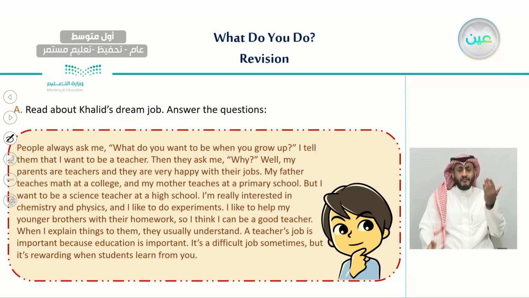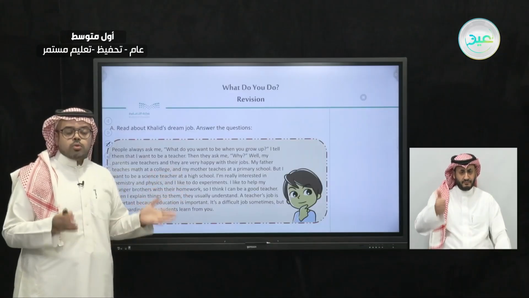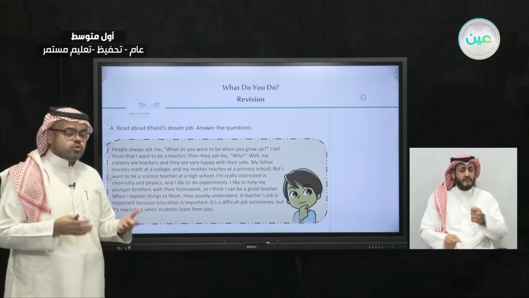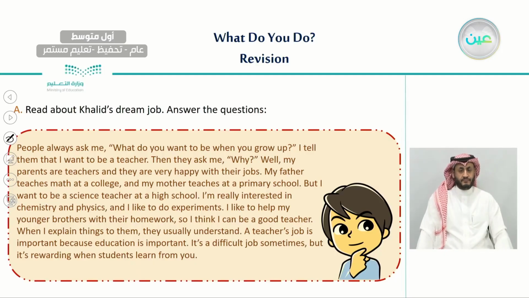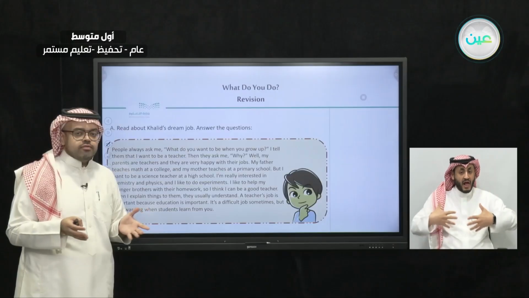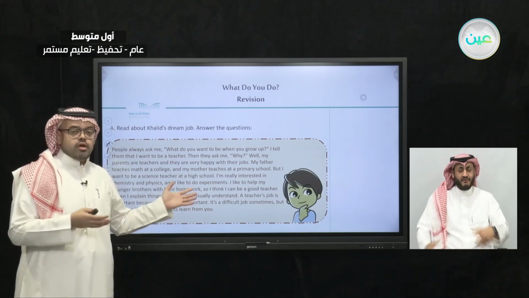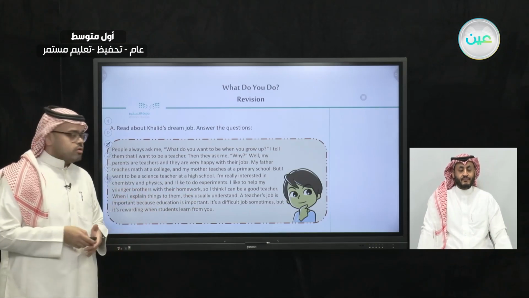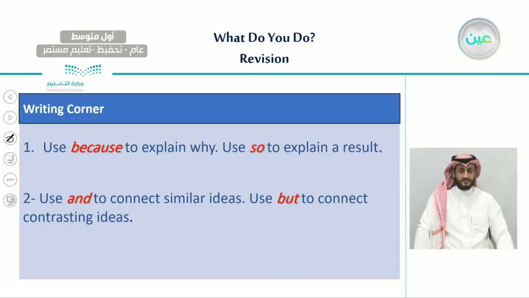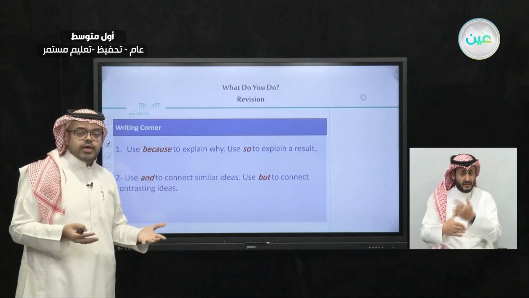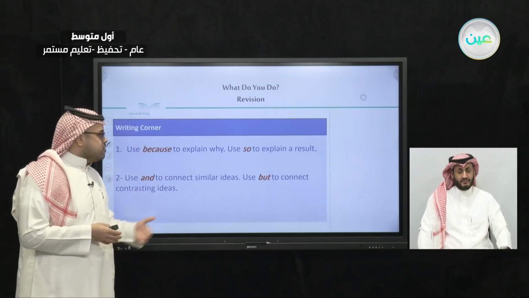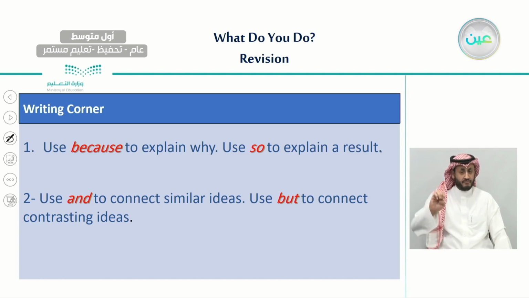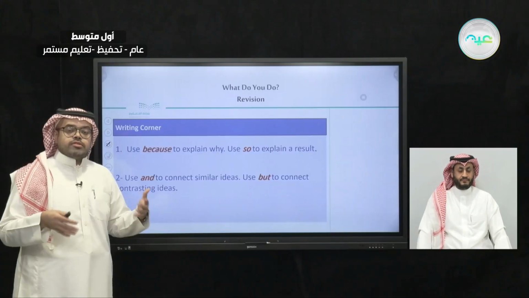Last lesson, we had an interesting reading text about Khalid's dream job, where we read that Khalid wants to be a science teacher in the future. He said, I want to be a science teacher because I am interested in chemistry, I am interested in physics, and he likes to help his brothers do their homework. And we also learned in the writing corner that we can use because to explain the reason, and we can use so to explain a result. Later on we'll see more examples of these.